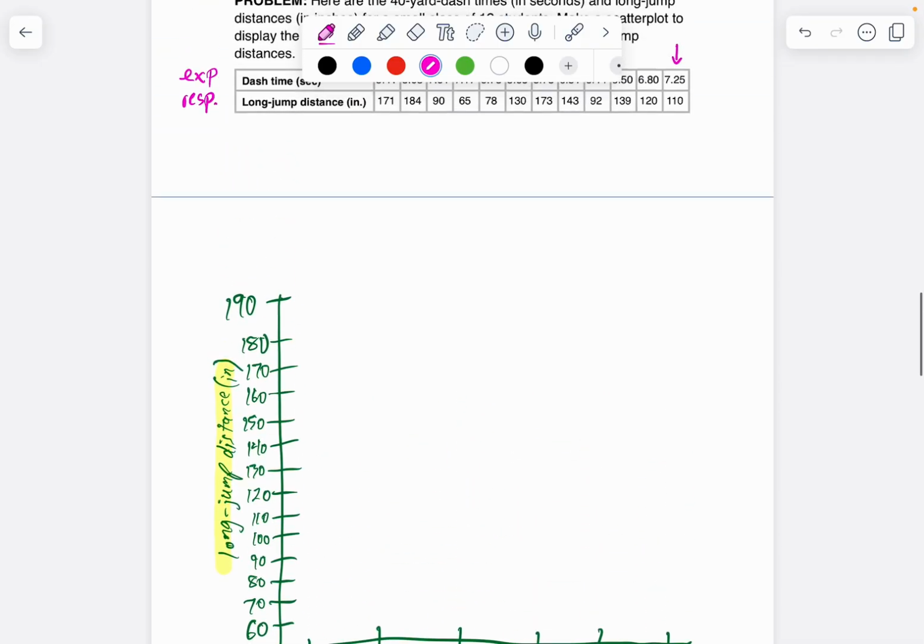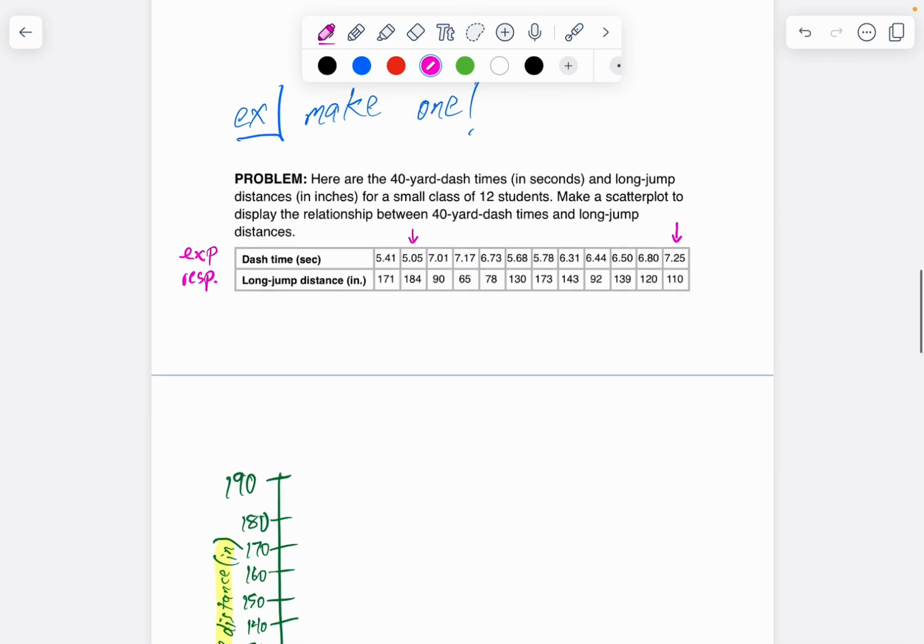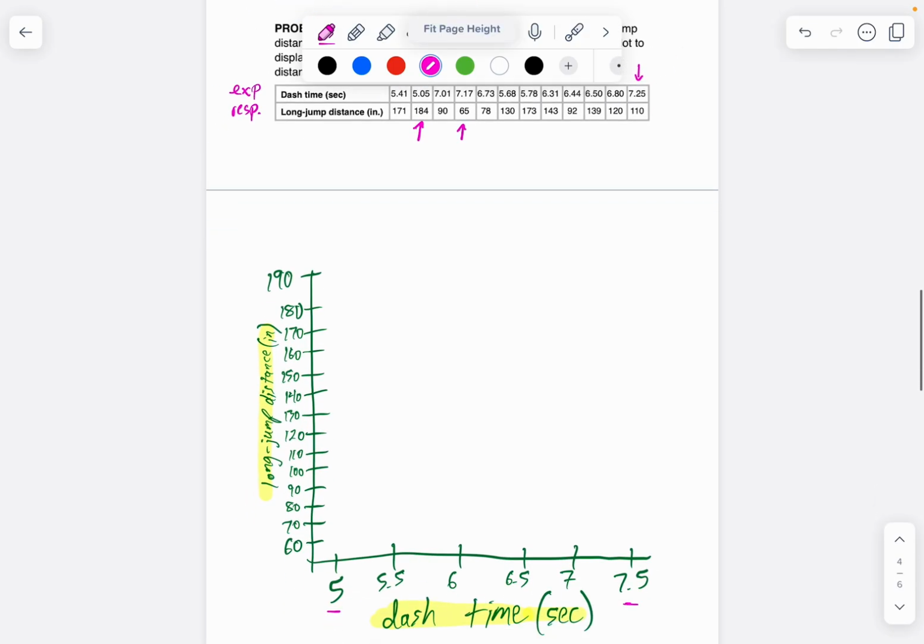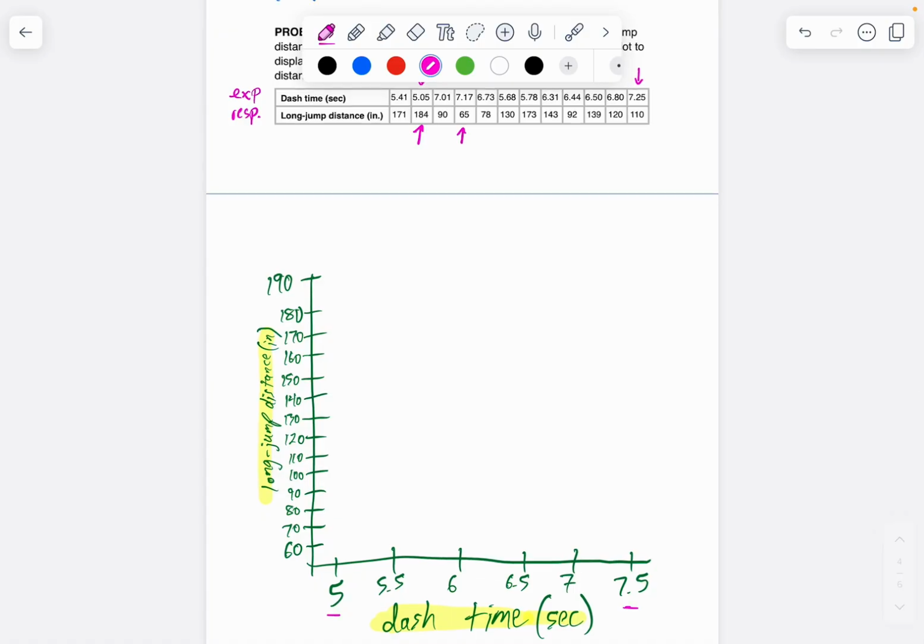That's not the only way you could have done it, just seems to be a pretty convenient one for that horizontal scale. The vertical axis is long jump distances measured in inches. So the shortest long jump was 65 inches, and the longest long jump appears to be 184 inches. So on the vertical scale, it's got to fit numbers between 65 and 184. So Mr. Wenkowitz decided to start at 60 and go up to 190 in increments of 10 inches there.